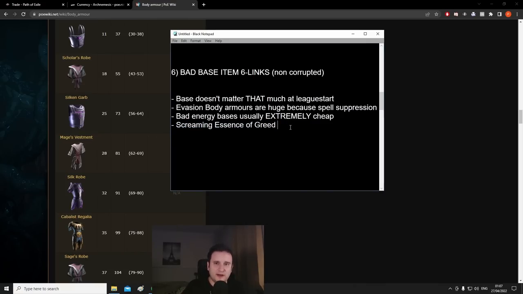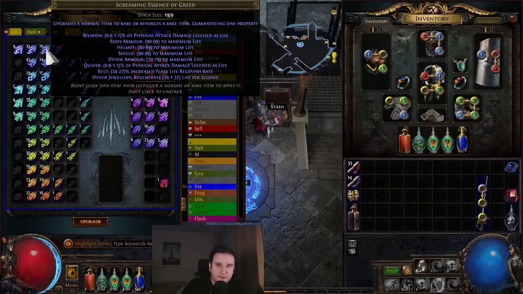So last up here, I just wanted to put this here real quick. Screaming Essences of Greed are actually huge. A lot of you guys already know this, but on a body armor it gives you 90 to 99 max life, which is kind of like T4, T3-ish, which is really nice, right? You secure the most important role for most builds, which is the life, and then you maybe get a little bit of armor, evasion, resistances, whatever you can build around it, right?